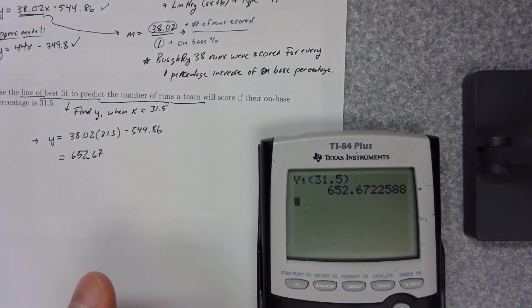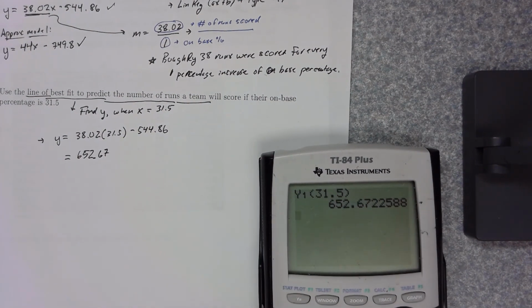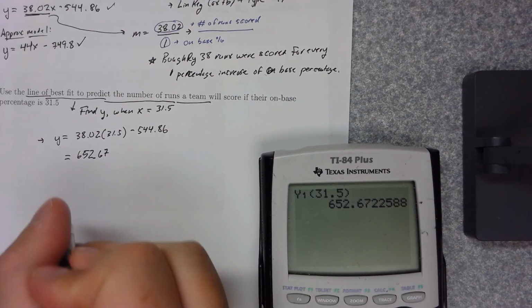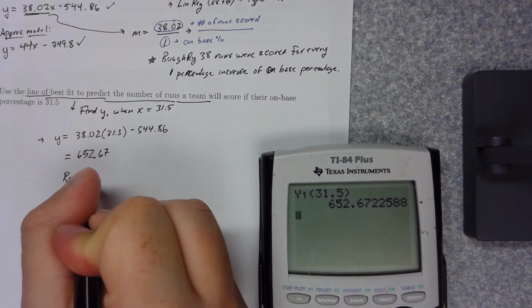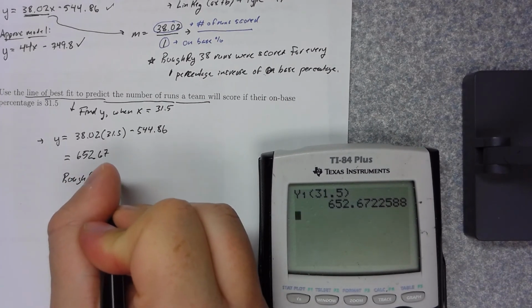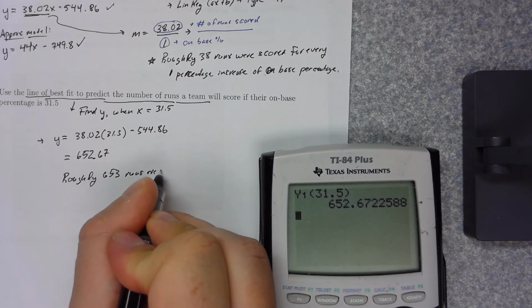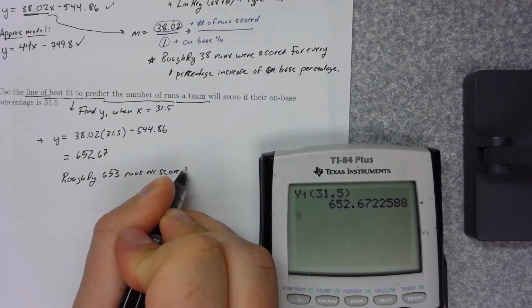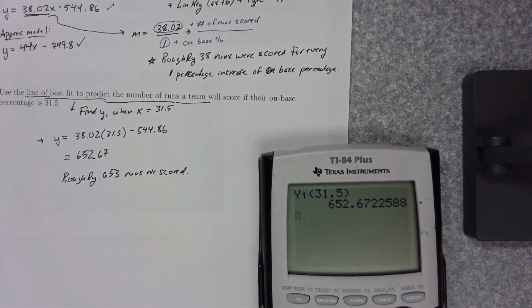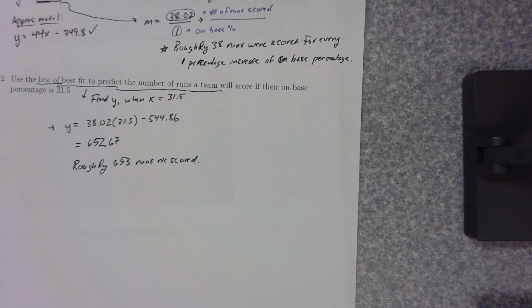So when the on-base percentage is 31.5%, roughly 653 runs are scored. And I rounded up because you don't score a decimal amount of runs in baseball.